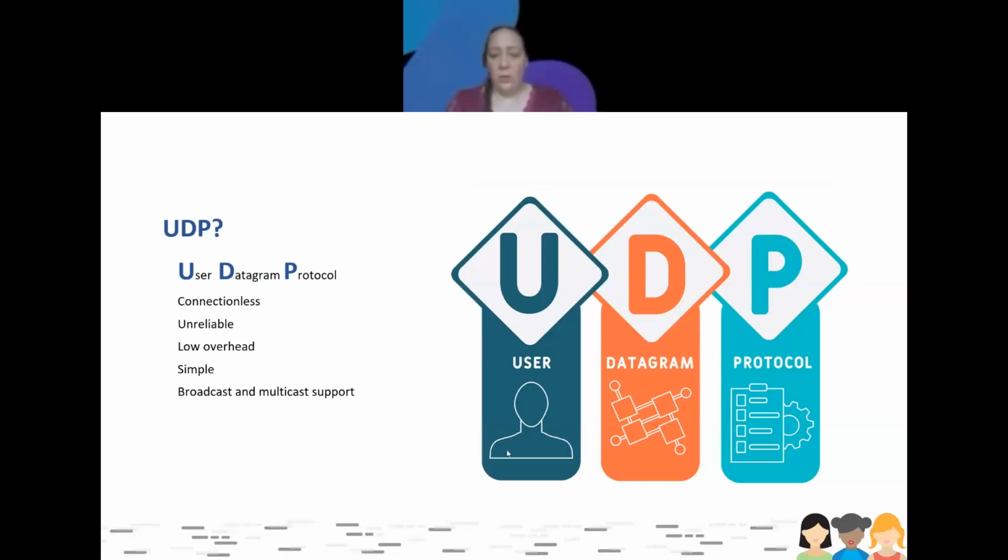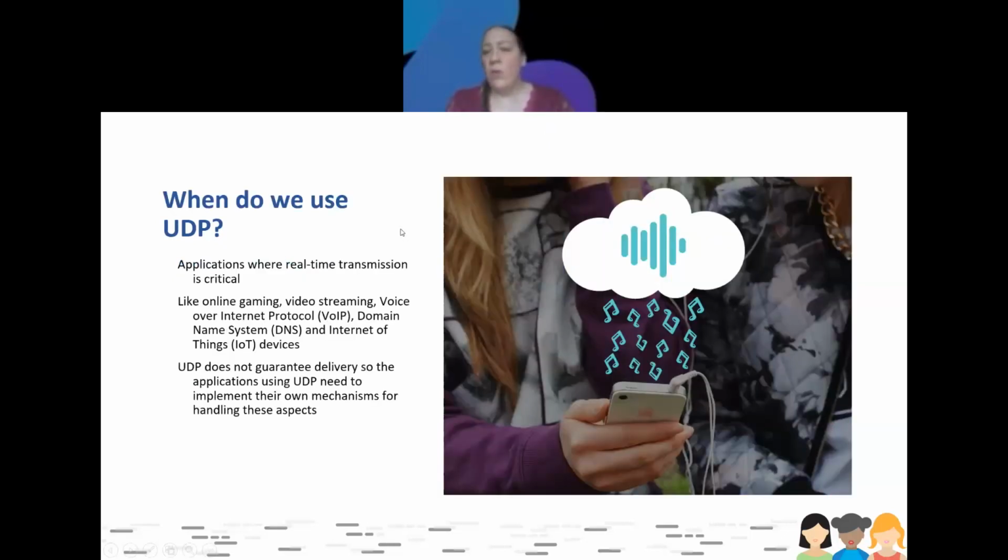So we use this with real-time transmissions, really important things like online gaming, video conferencing and streaming, what we're doing just now. Because it doesn't guarantee the delivery, if you're using an application that needs confirmation, error checking and flow control, that application would have to implement that itself. Because as I said, UDP will just send that information out there and, fingers crossed, it gets there at the other end.